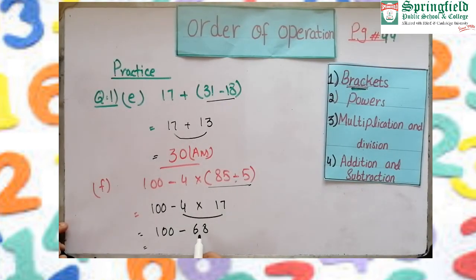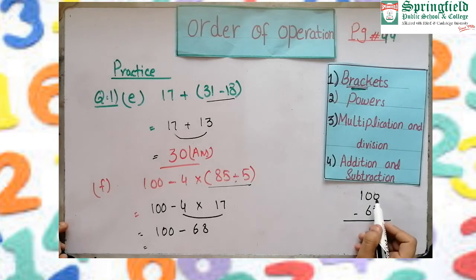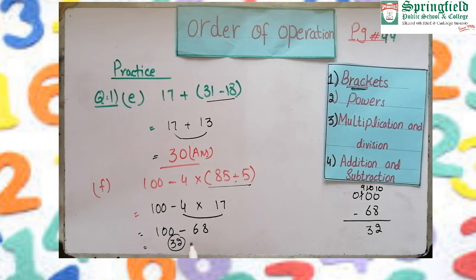And then 100 minus 68. What will be the answer? 100 minus 68. 0. 8 can't subtract from 0. So we will carry from here. So it will become 0 and it will become 10. And then we will carry from here. So it will become 9 and it will become 10. 10 minus 8, 2. 9 minus 6, 3. So 32 is the final answer of this expression. Understood, beta?